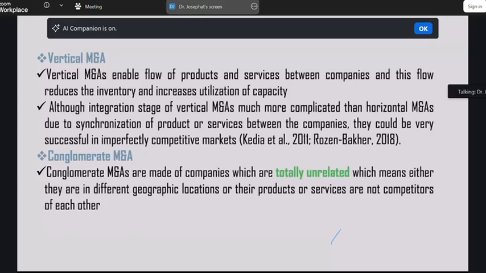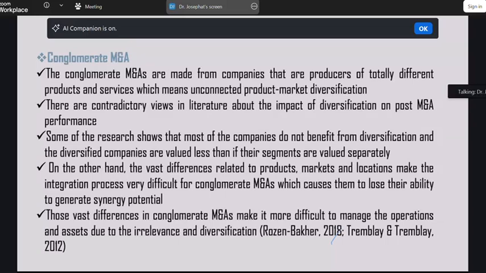Conglomerate mergers and acquisitions are made by companies which are totally unrelated, which means that either they're in different geographical locations or their product or service are not competitors of each other. Two companies ambao hawa-compete chochote, they are not competing, producing different products, then wanaamua to join together. Na hivi tutaangalia some cases ya why they decide to join together.